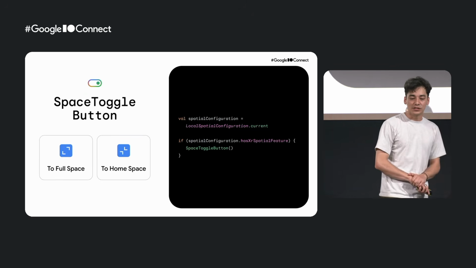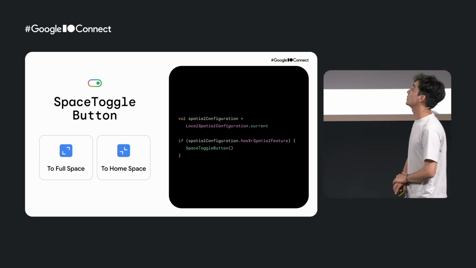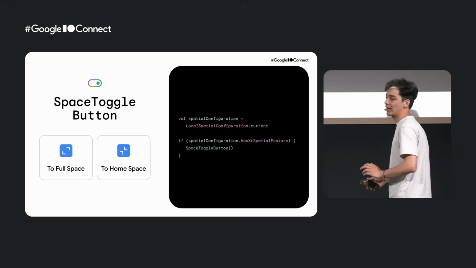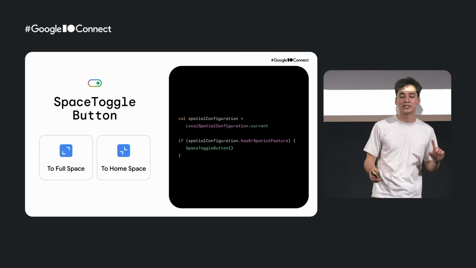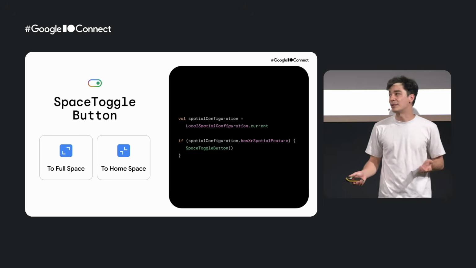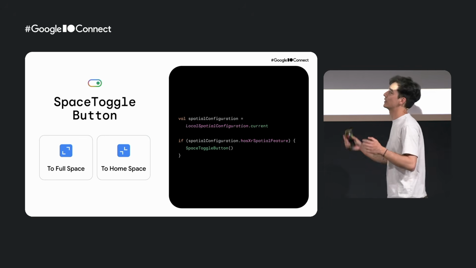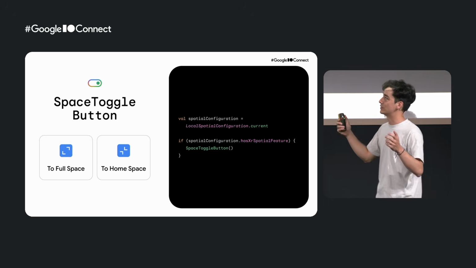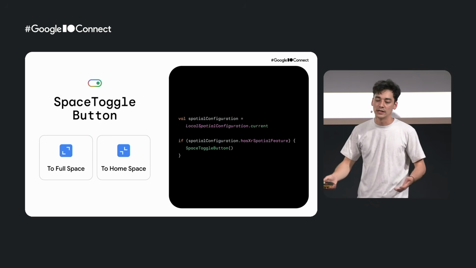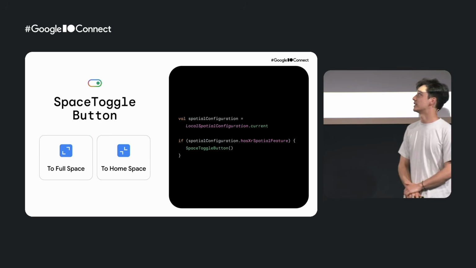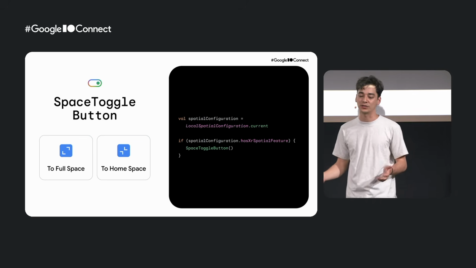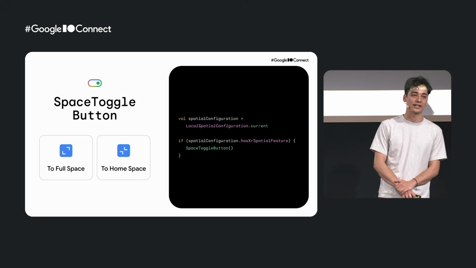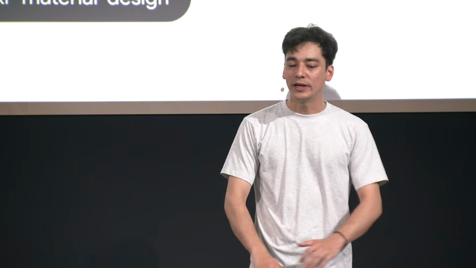So first, I want to introduce you to this composable. It's called Space Toggle Button. It really provides defaults for you to get you in and out of home space and full space. And it has recommended defaults like the icon that's being used. So there's this expand icon that signifies that the user can go to full space, and the collapse icon that makes it easy to go to home space. This really provides a familiar experience for your users who know to look for this icon to enter immersive mode or not.